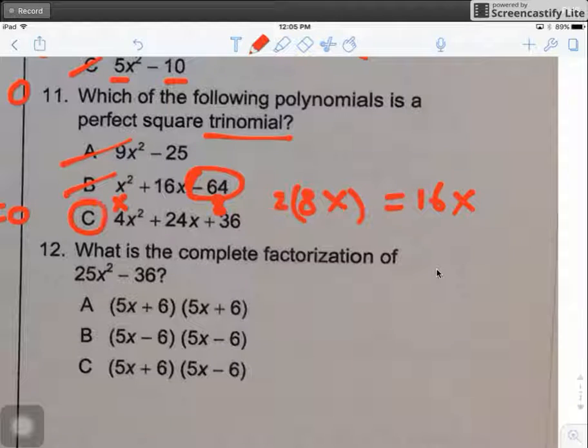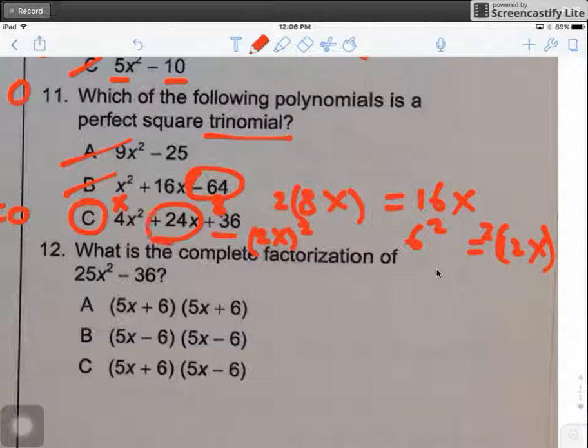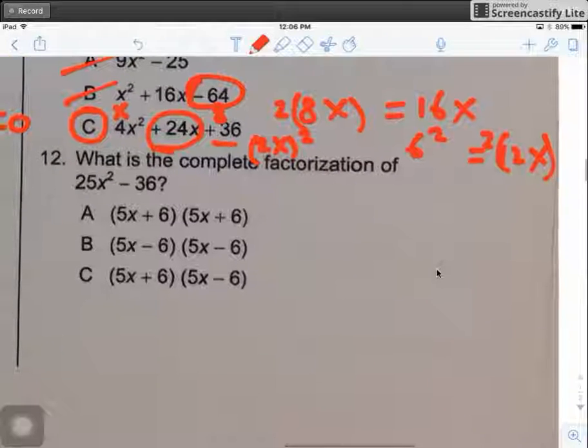So the last answer we're going to check to see if this is what we want. The perfect square would be 2x squared and then a 6 at the end for the 36. Multiplying the 2 and 6, we would have 12x. And if we double it, we would have the 24x that we need. And the last sign is positive. So it looks like C is the answer.